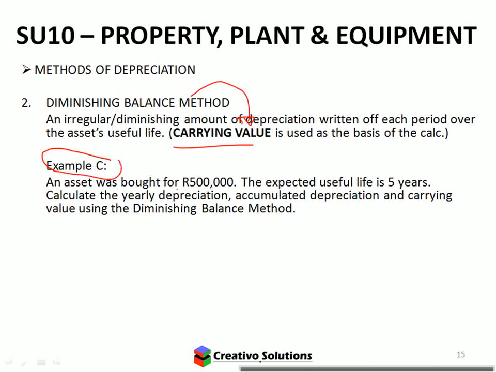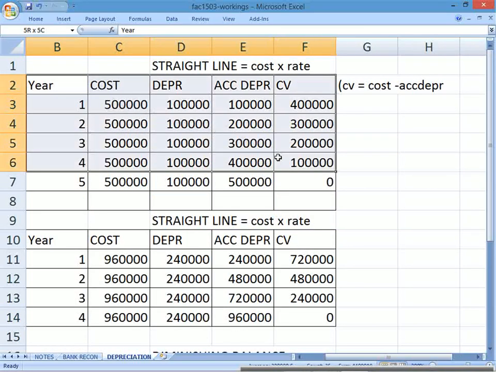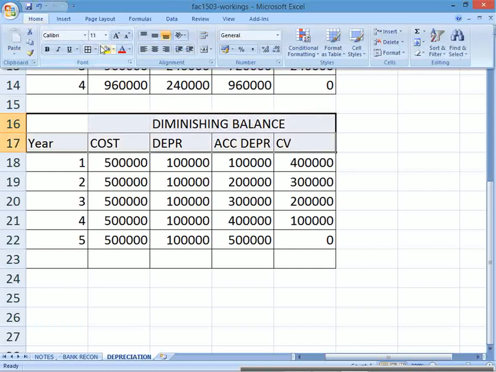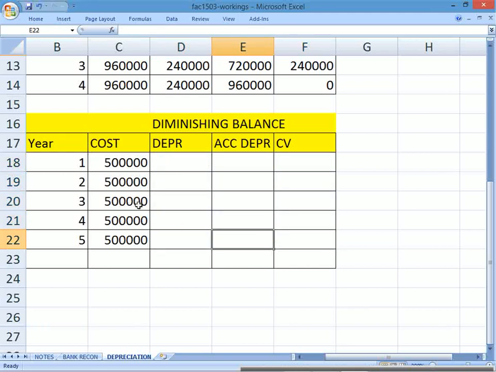Example C is the same as example A. The only thing different is the method. Same years, same cost. The reason why I've done that is to contrast it. So this is straight line, and this is diminishing balance. Now, how do you do diminishing balance? Well, let's discuss it. You're not going to have the same amounts of depreciation because they're all going to be different. Remember, diminishing balance uses carrying value to calculate depreciation.